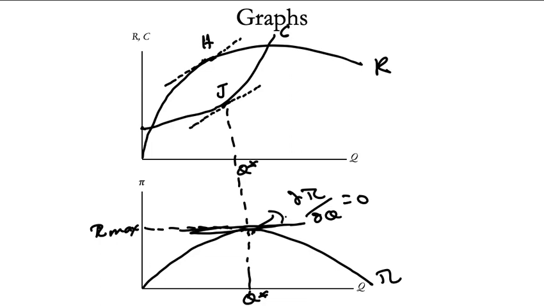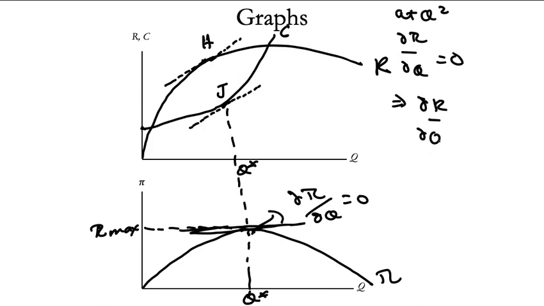Okay, now at this point, delta P over delta Q equals 0 at Q star. And then we also have, when it is equal to 0, that means delta R over delta Q equals delta C over delta Q, isn't it? Because marginal profit is equal to marginal revenue minus marginal cost, equal to 0. Not only that, how do we know we have maximized profit here?